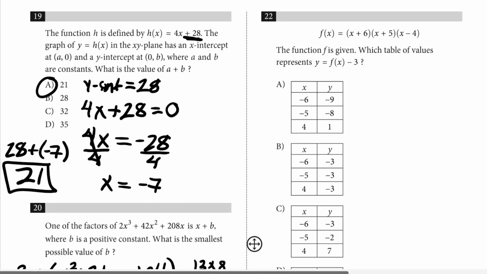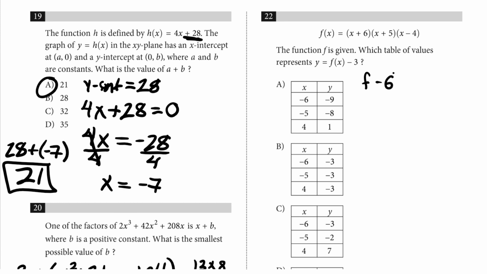Number 22. The function f is given. Which table of values represents y equals f of x minus 3? So if we subtract 3 from whatever the given numbers are, that's going to tell us what the answer is. So first we need to figure out what we get when we plug in negative 6.